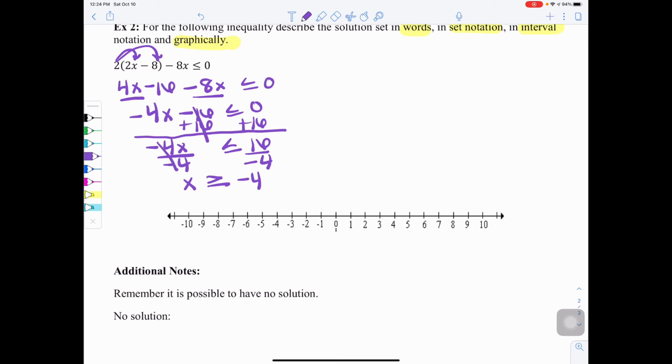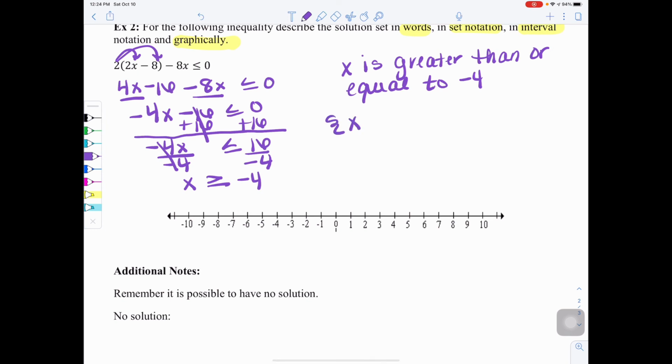So in words, we have x is greater than or equal to negative 4 as our words. Then in set notation, that means squiggle brackets, the variable, the type of number it is, which is a real number, such that, and our inequality is going to go in the next position. So x is greater than or equal to negative 4, and close our squiggle brackets.